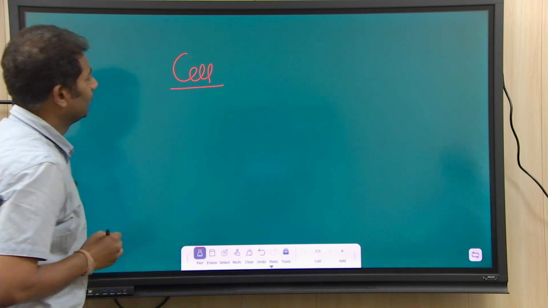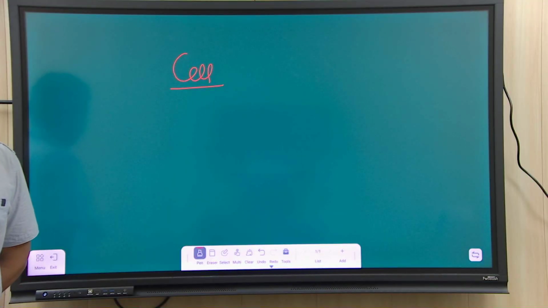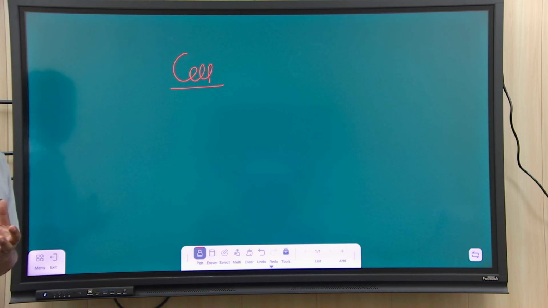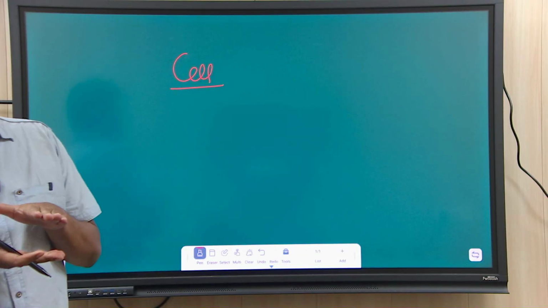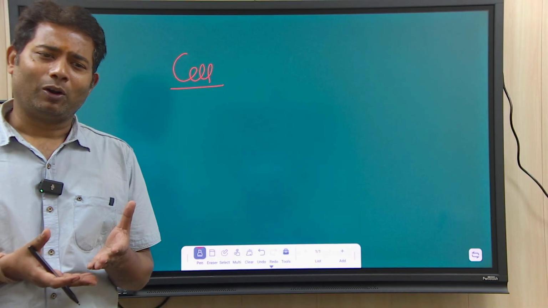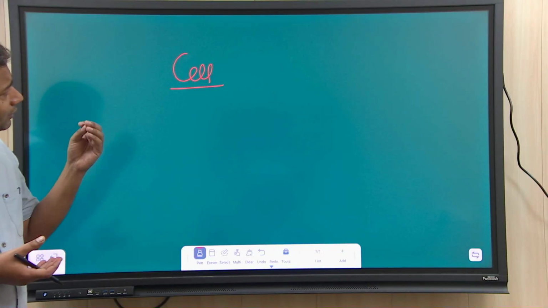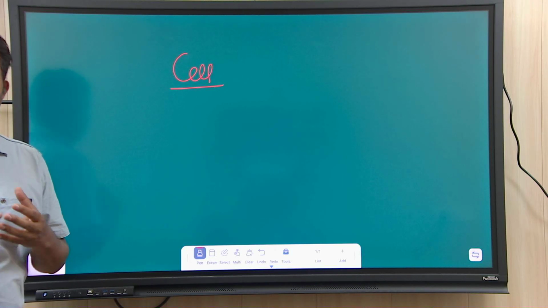Cell, the basic unit of life. It is the smallest unit which can reproduce, which can perform all its biological activities by its own, and it can also create its energy to perform its activity by its own. It is the smallest unit which can reproduce also, first thing. And the cell is formed from certain components, certain biomolecules.